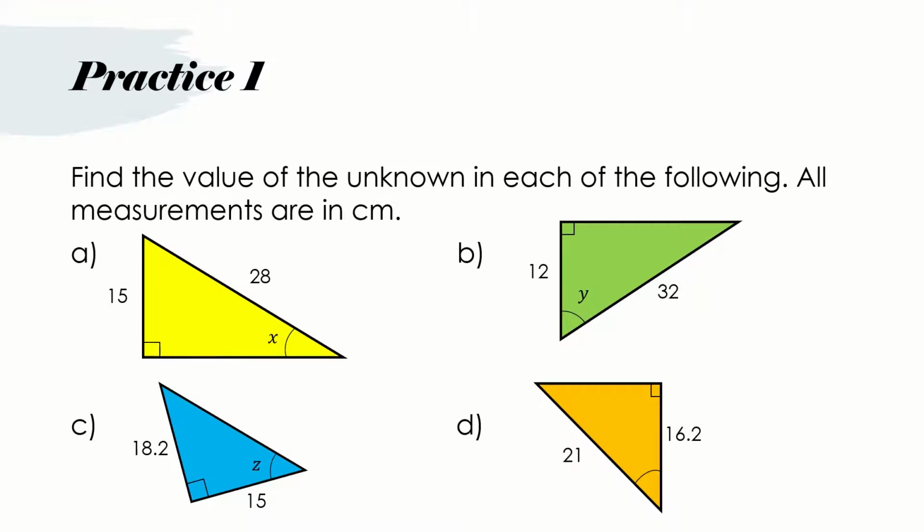Okay, next, practice 1. So find the value of the unknown angles in each of the following. Right, take some time to do this. Okay, the answer, part A will be 32.4 degree. Part B will be 68.0 degree. Part C 50.5 degree. And part D will be 39.5 degree. They are all in 3 significant figures.